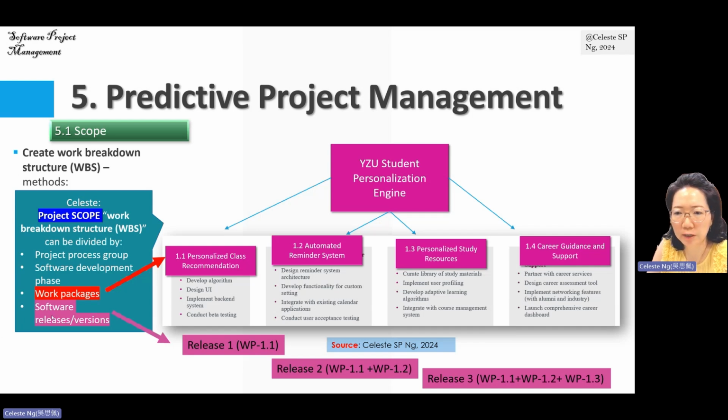Actually, this software release or version is an increment of the previous working software system, right? Even though this looks like a more agile type, it is one of the ways how we can break down our project scope based on software release or version. All right.